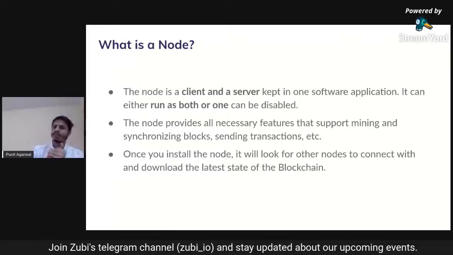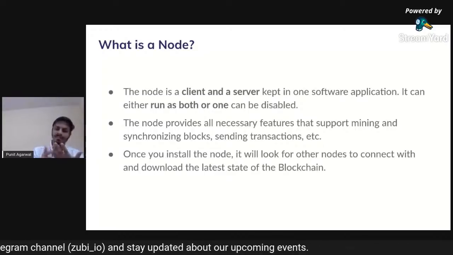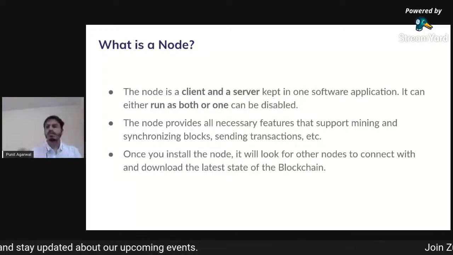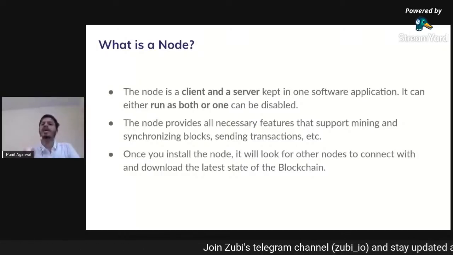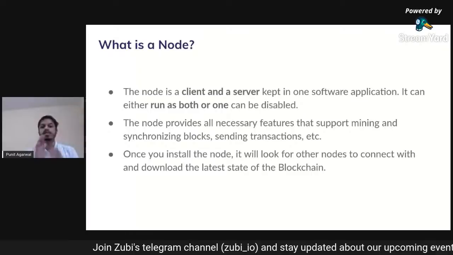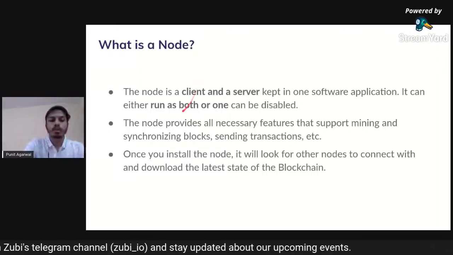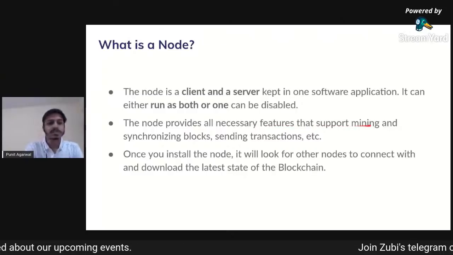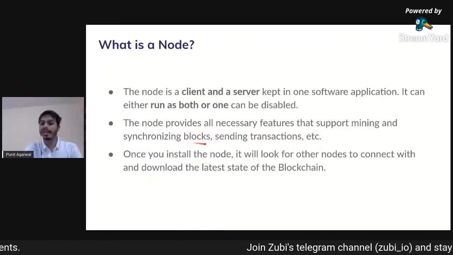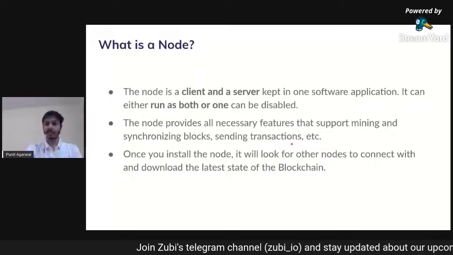Let me just verify it with my ledger. Okay, this is correct, this is correct, this is correct. They send a confirmation. So once a majority says confirmation, that block is finally added into the blockchain. Getting it? So this is how things happen. So the node can actually provide the necessary features like support mining, synchronizing the blocks, sending transactions, etc.